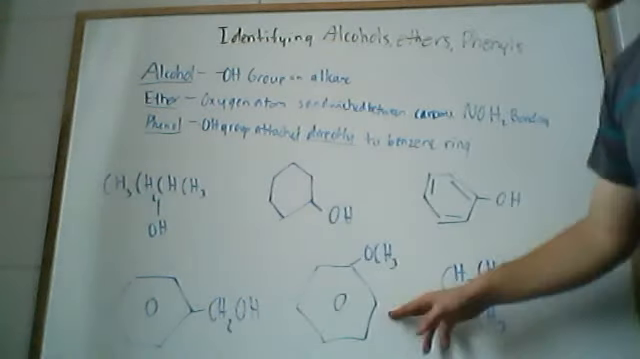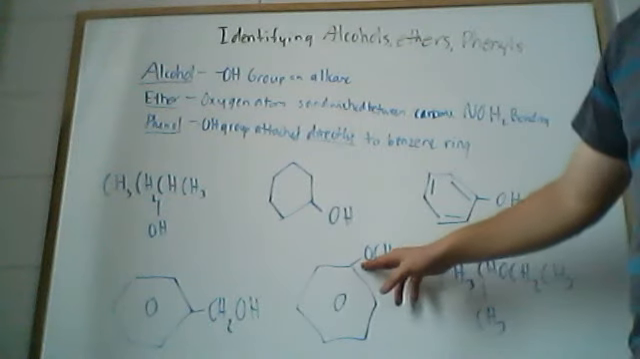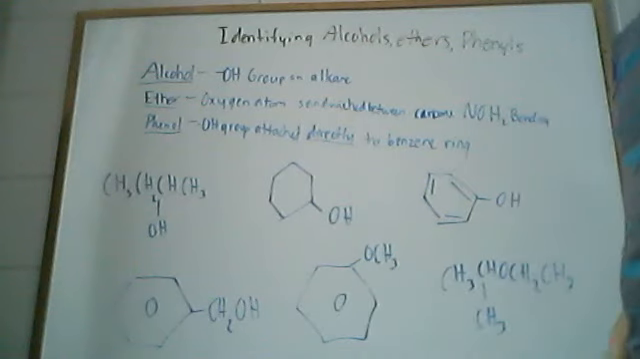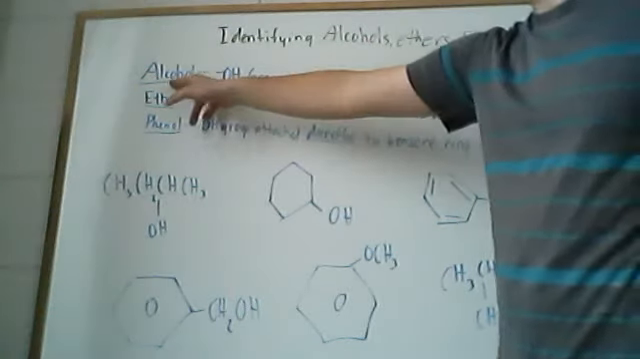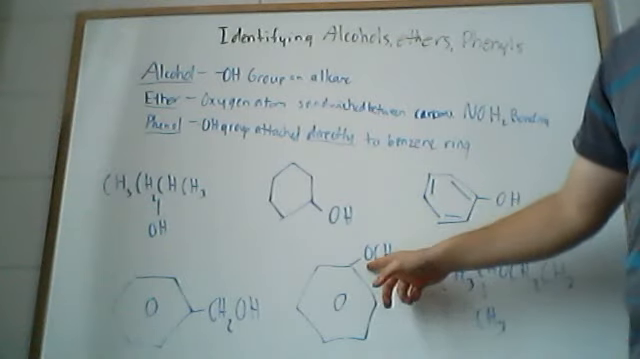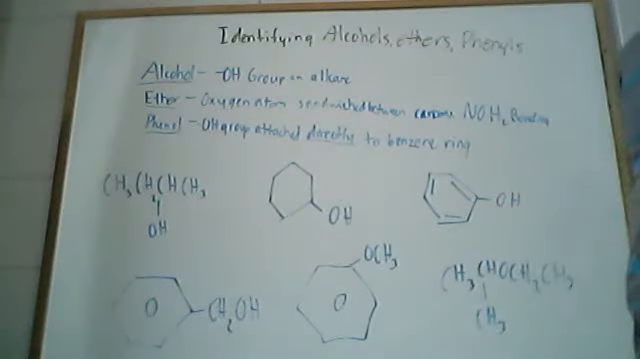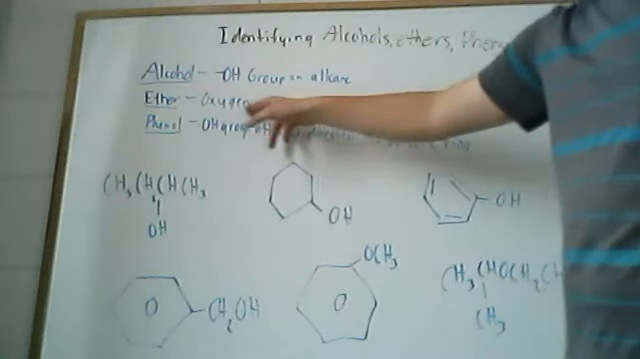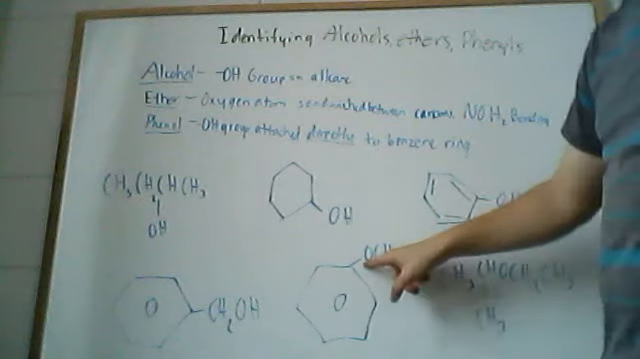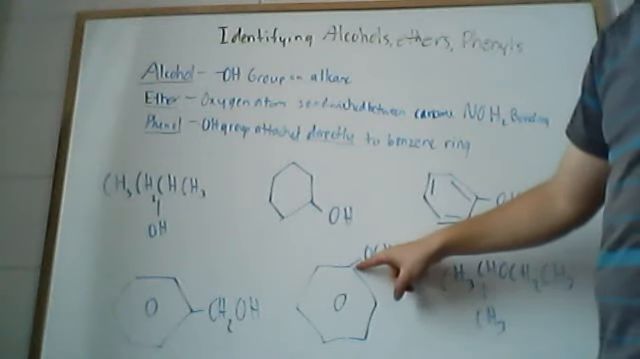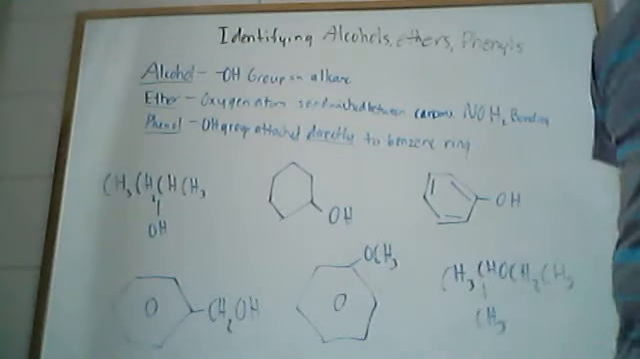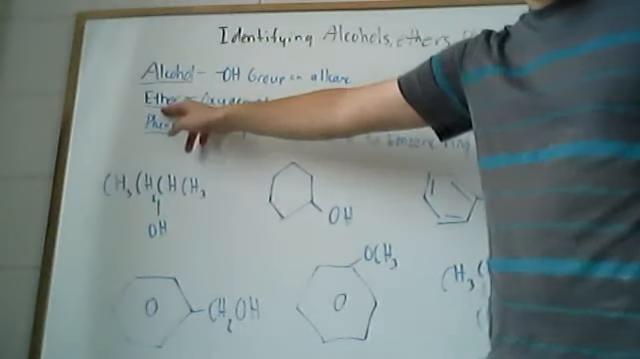Our next example, here's another tricky example. We have an O here and a CH3 here and a benzene ring here. Let's look at our definitions. We have alcohol, that's an OH group on an alkane. We actually don't have an OH group here, so it cannot be an alcohol. We have an ether. It's an oxygen atom sandwiched between two carbons, and there's no hydrogen bonding. Here's our oxygen group. It's sandwiched between a carbon here and a carbon here. No hydrogen bonding, so this must be an ether.